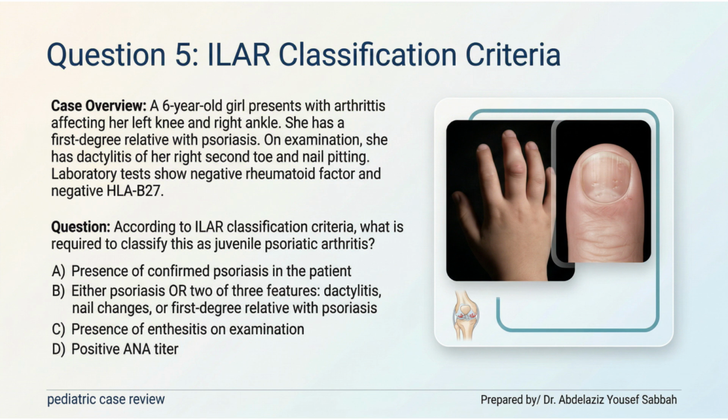Option A, presence of confirmed psoriasis in the patient. Option B, either psoriasis or 2 of 3 features, which are dactylitis, nail changes, or first-degree relative with psoriasis. Option C, presence of enthesitis on examination. Option D, positive anti-nuclear antibody titer. The correct answer is option B.